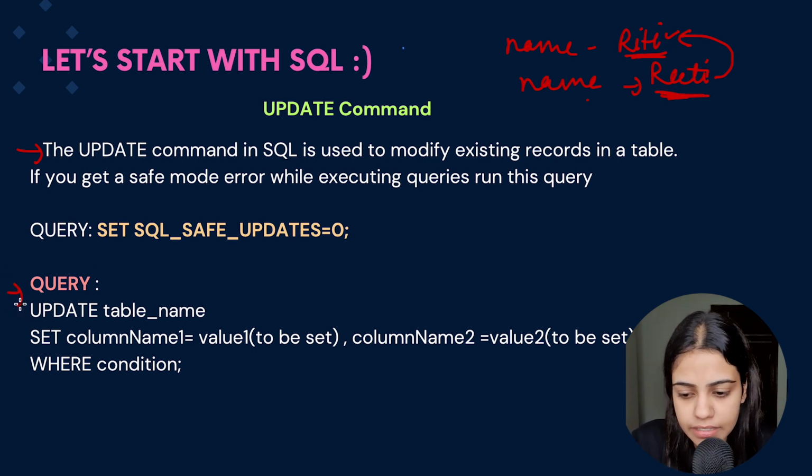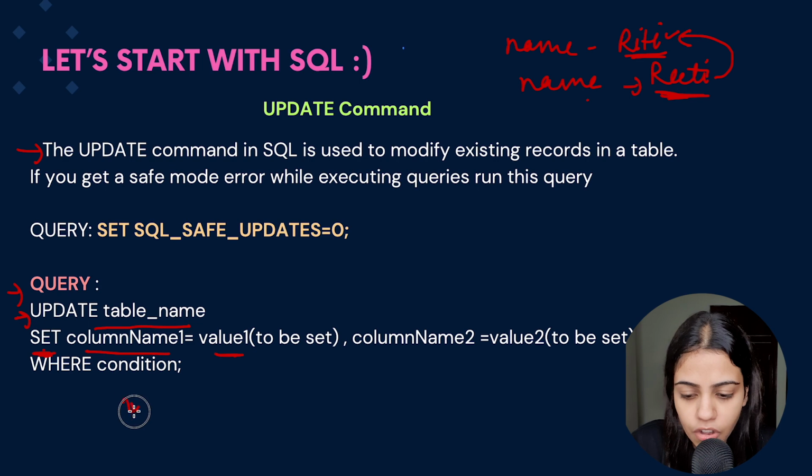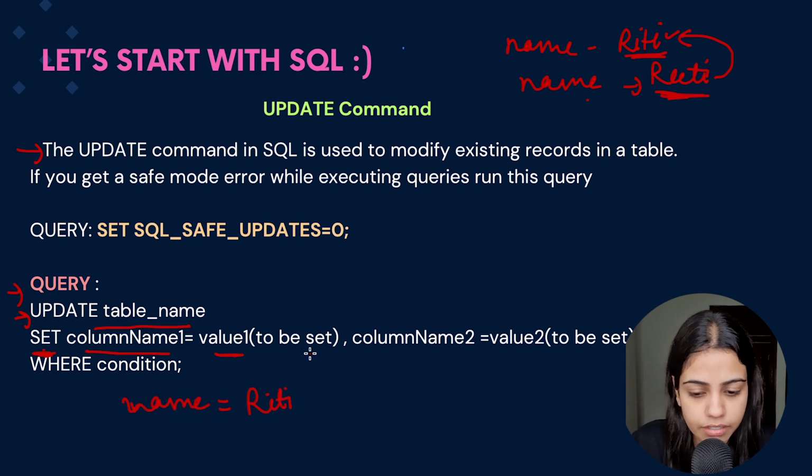So the query for update is this: UPDATE, then we give the table name, and then we provide SET. Basically it means you have to update this particular table and you have to set the column name to this particular value. So if I am updating my name here, I'll write UPDATE, give the table name, SET, and then provide the column name as name. I'll provide the value which needs to be set. If there are more values which are incorrect, we can provide them in a comma separated way.